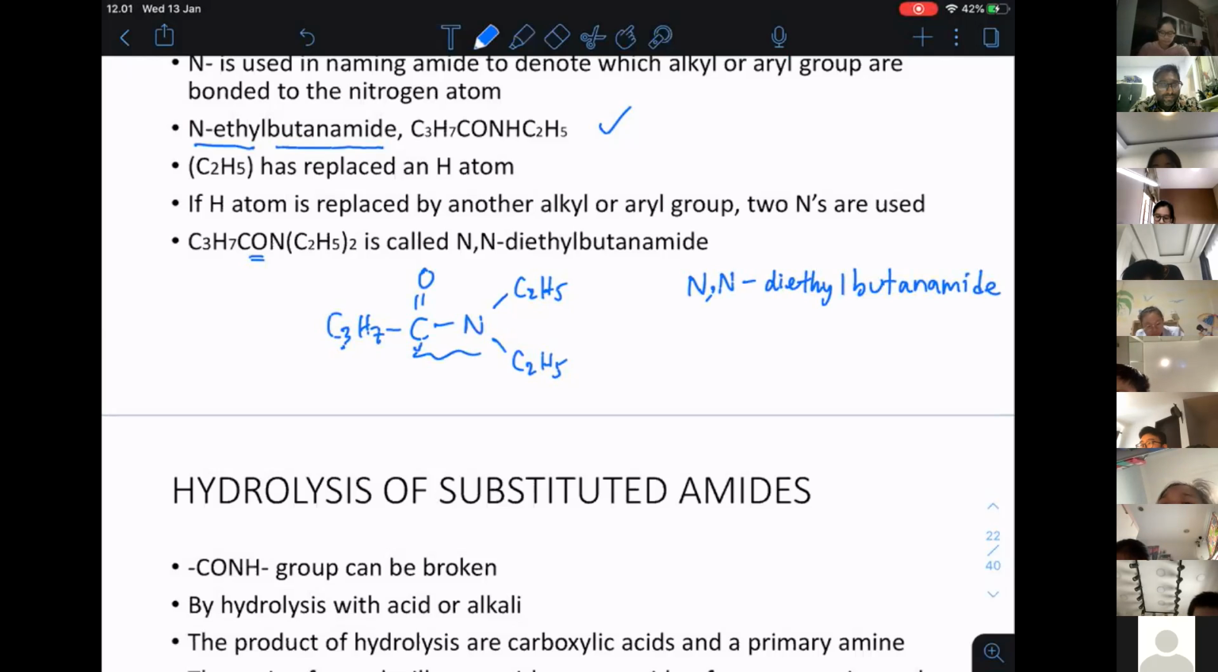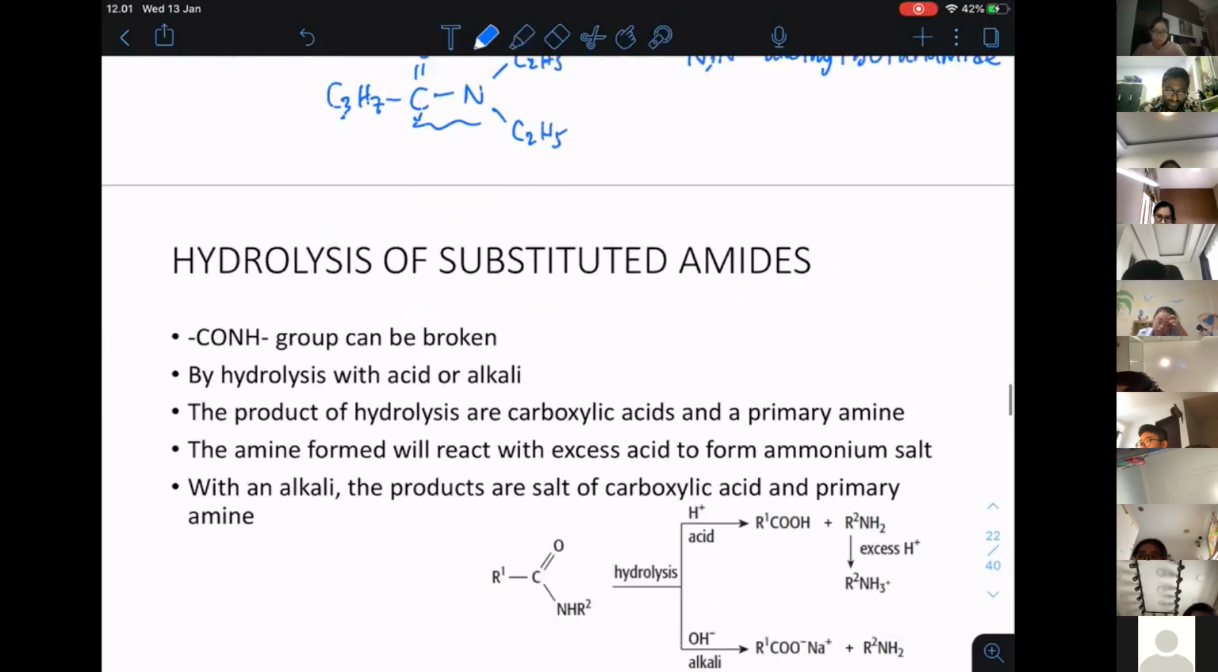Is it okay, Jody, so far? Yes. So is it possible to have N and N? It's not possible. Maximum 2 N's only. Yeah. So this is going to be the naming.